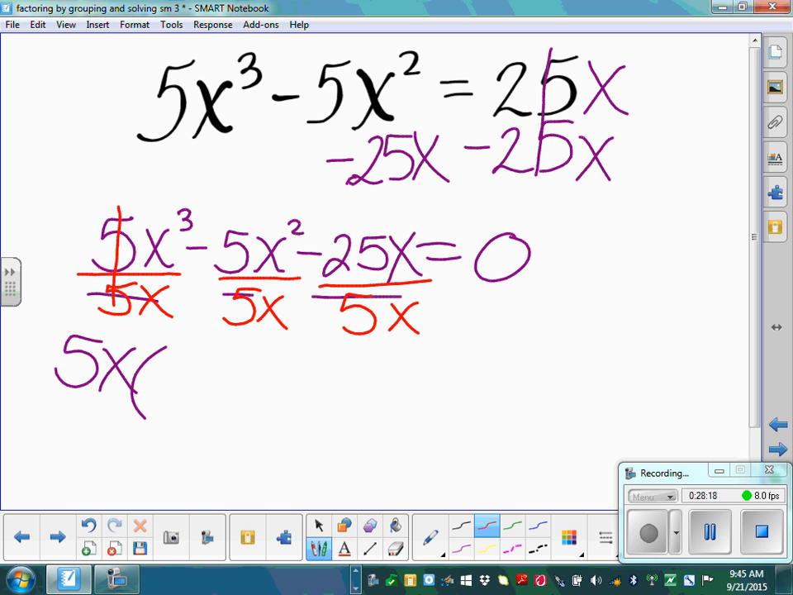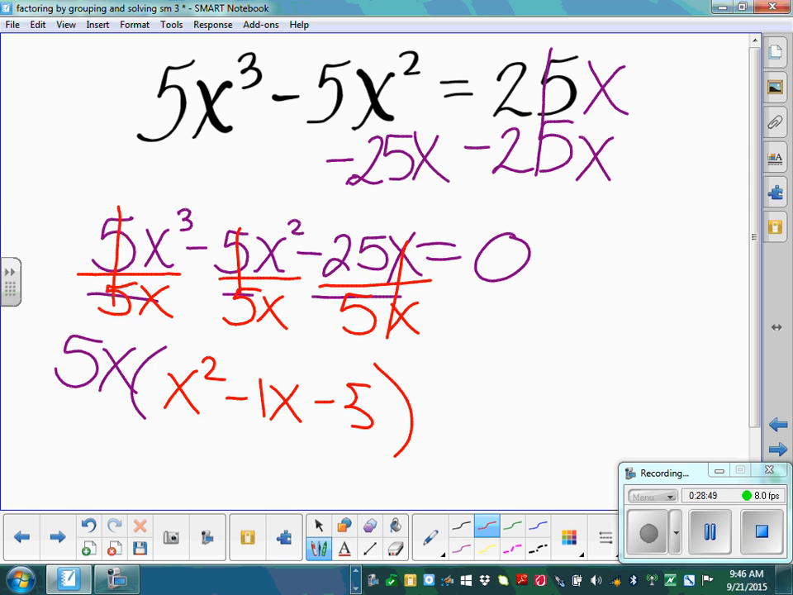5 divided by 5. What's x cubed divided by x? X squared. Negative 5 divided by 5 is negative 1x. X squared divided by x, you're right, is x. So negative 1x. I'll just write the 1 in there for people. And then what's negative 25 divided by 5? Negative 5. And then x divided by x is 1. Now we can set each of those equal to 0 and solve.